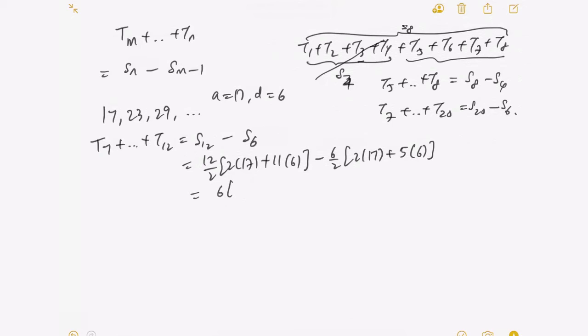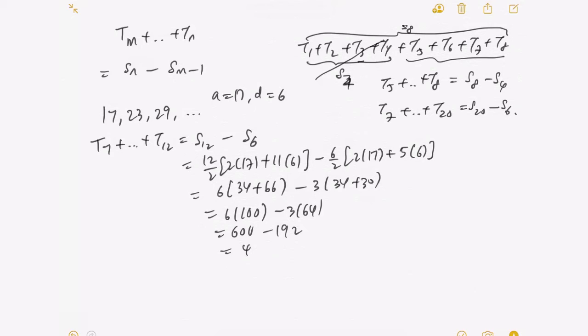Okay, but this number is a bit big. You have to count 34 plus 66. This will be 334 plus 30. Big number to count. So this is 6, this is 90, 100. This is 64. 600 minus 192, 408.